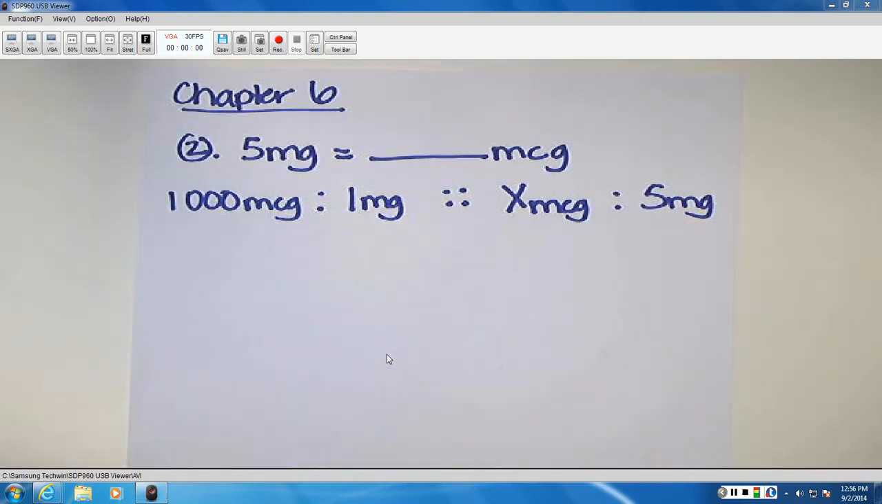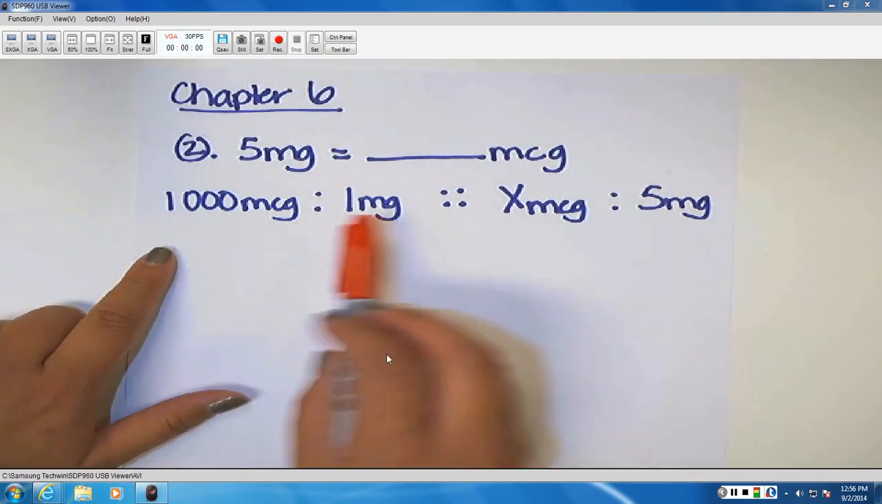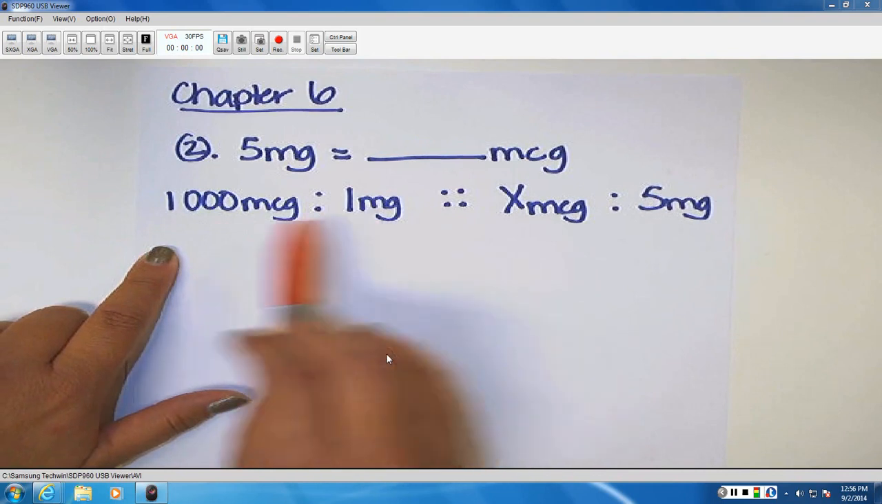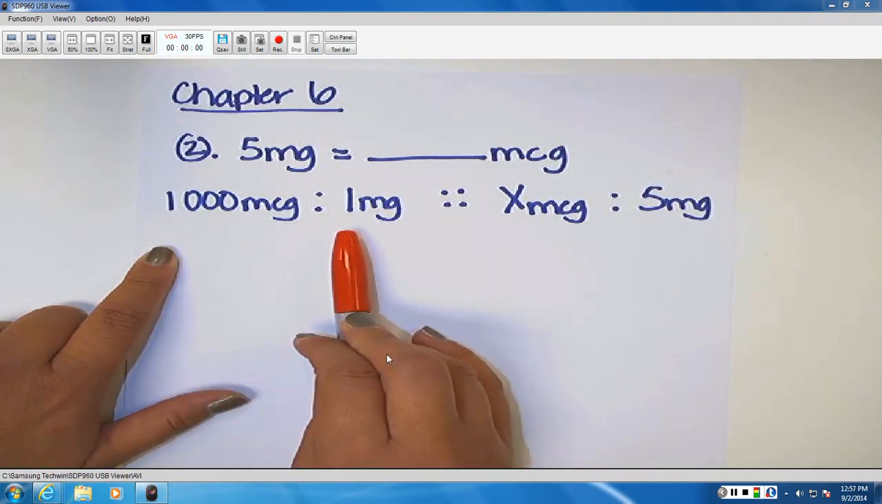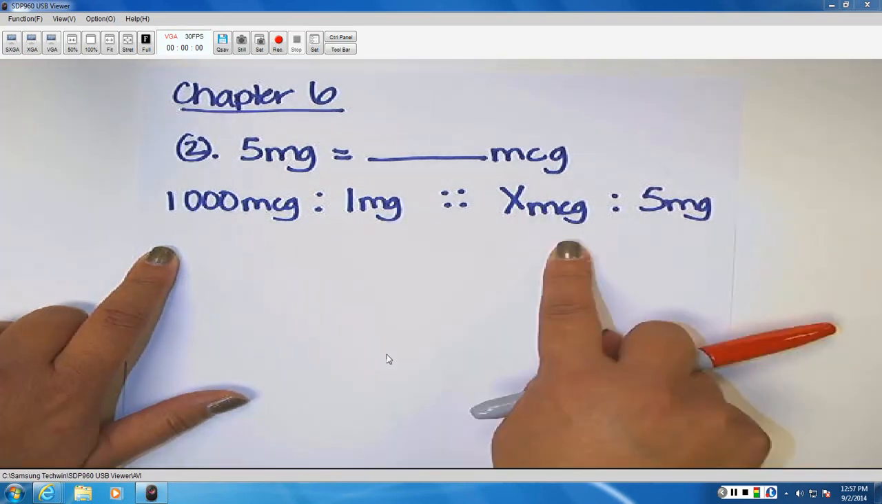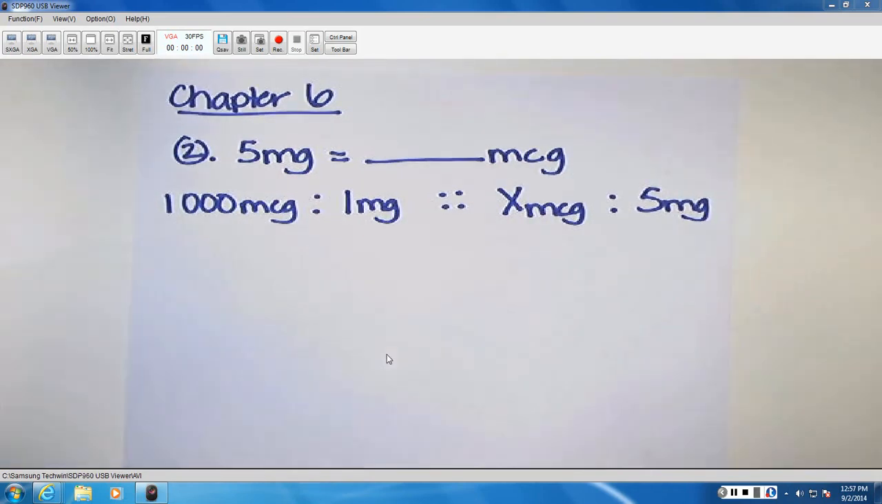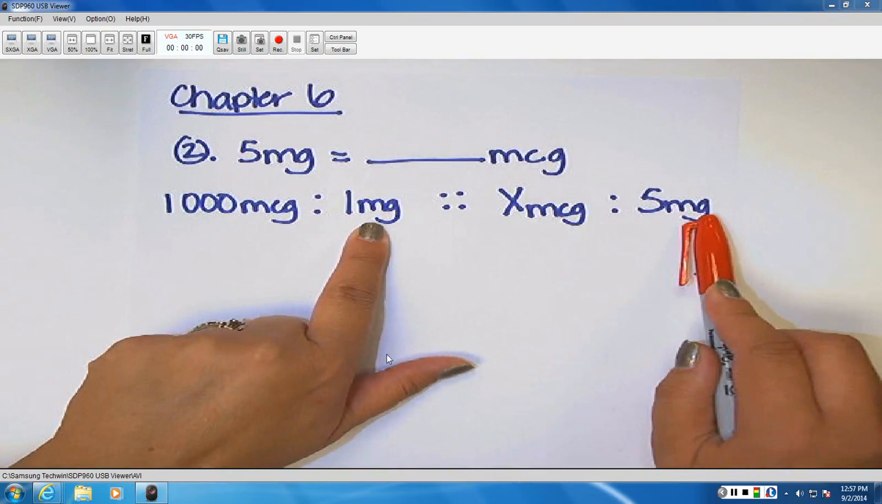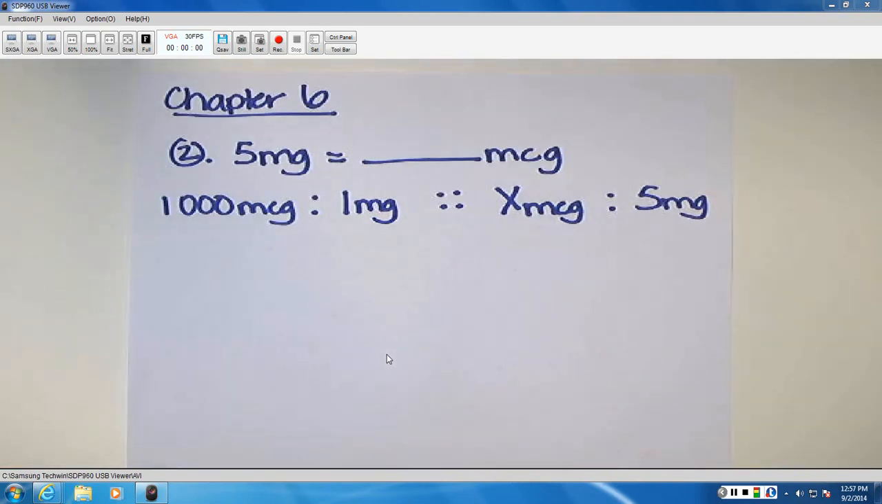I could flip this problem completely around. I could have listed it 1 milligram equals 1,000 micrograms. That'd be perfectly fine. If I did that, I would want to make sure that I listed milligrams first and then micrograms. So make sure both sides of the proportion match, with the first and second equivalents matching. Here I have micrograms, here I have micrograms, here I have milligrams, here I have milligrams. And then you can work it out.